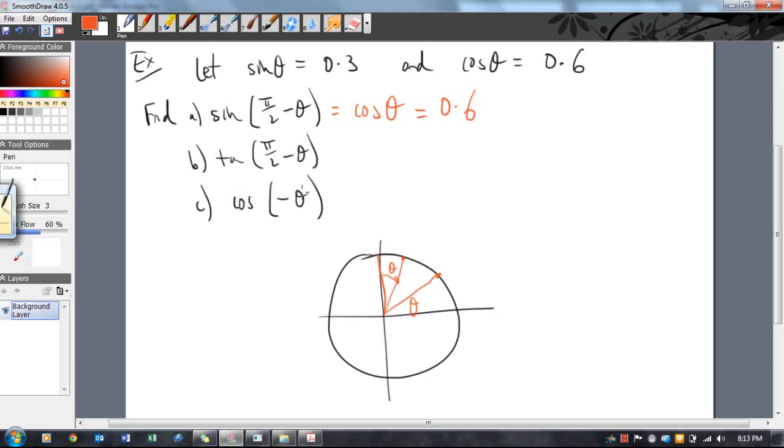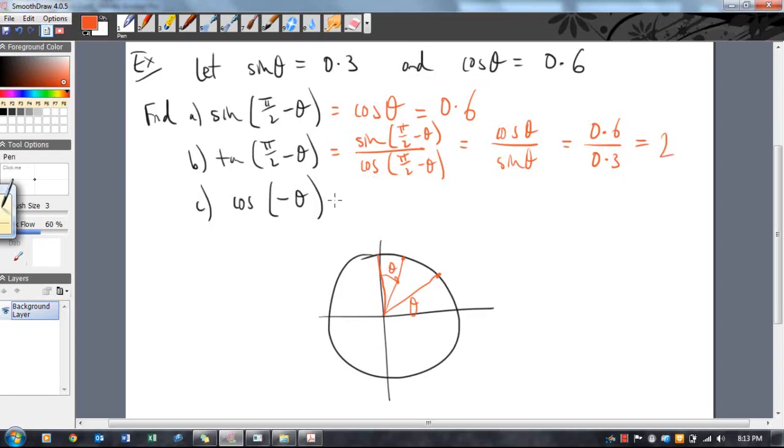Let's do part B: tan of pi on 2 minus theta. Remember, tan is equal to sine over cos, so I've got sine of pi on 2 minus theta over cos of pi on 2 minus theta. Same angle, top and bottom. What is sine of pi on 2 minus theta? That's cos theta. What's cos of pi on 2 minus theta? That's sine theta. So that's cos theta, 0.6, over sine theta, 0.3. That's nice, that's 2. So that's what tan is equal to there.